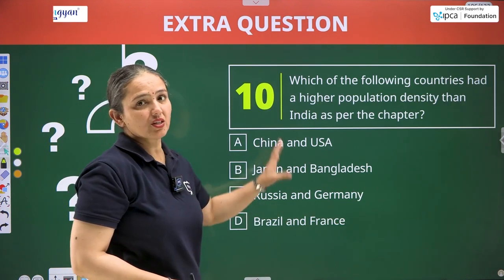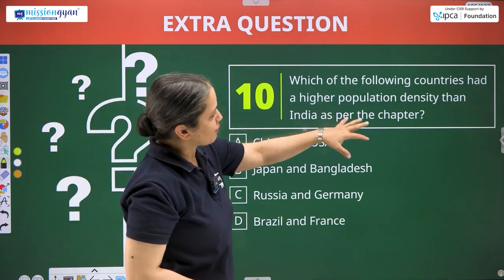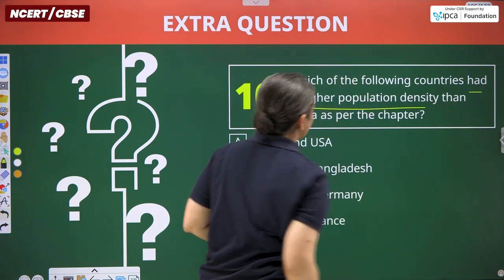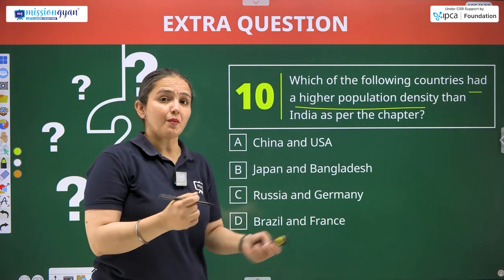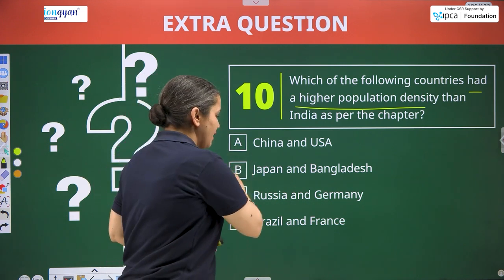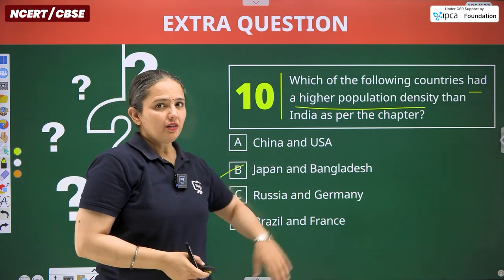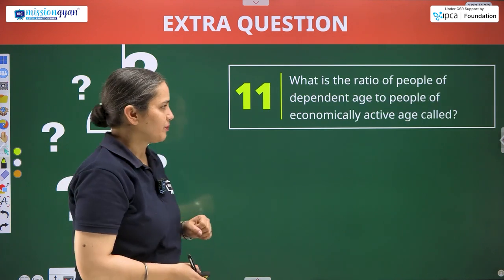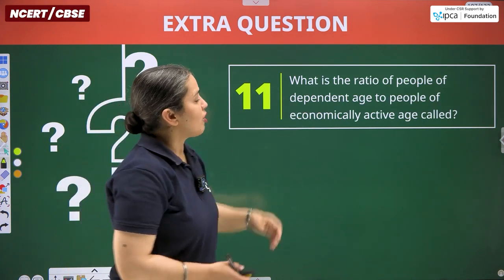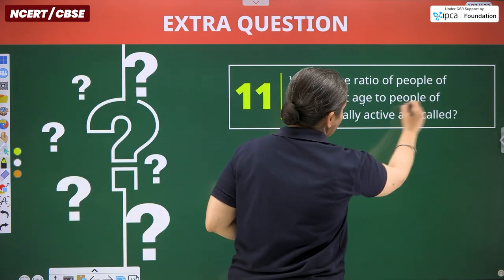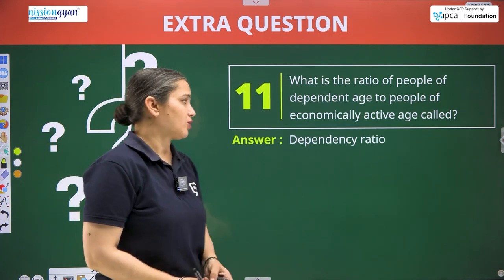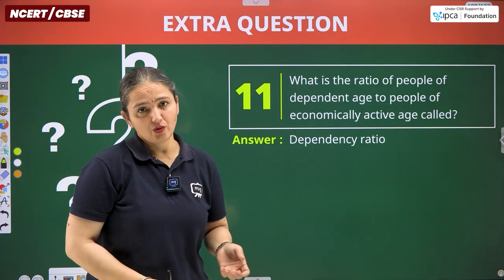So, the last question in terms of MCQ. Which of the following countries had a higher population density than India as per the chapter? We have discussed Japan and Bangladesh. For Japan, it was quite high, remember, 1031 or something like that. What is the ratio of people of dependent age to people of economically active age called? It is called the dependency ratio.